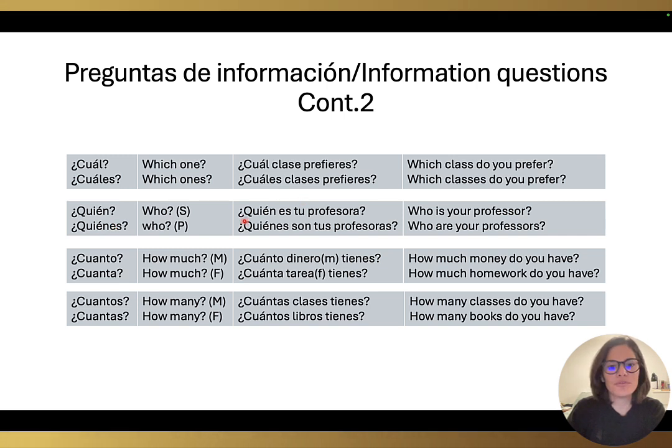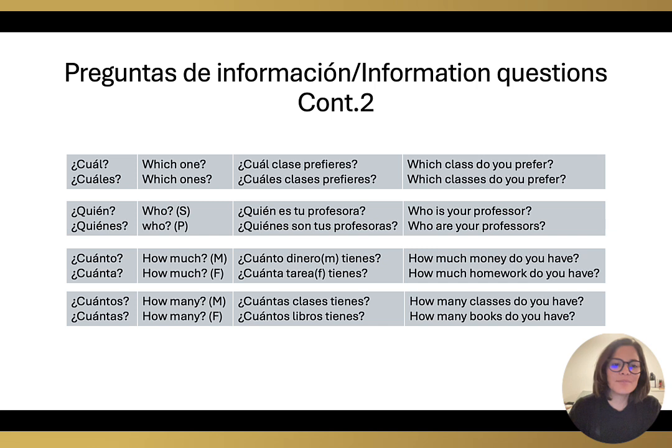Let's see the examples. ¿Quién es tu profesora? So we're talking about one professor. ¿Quiénes son tus profesoras? Notice profesoras is plural, so quiénes needs to be plural. Like who, plural. Who is your professor? Who are your professors? In English, we just point out that it's plural with the verb is and are, right?